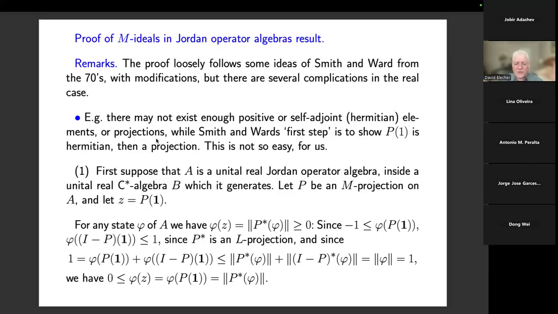Whereas Smith and Ward's first step is to show that if you hit the identity element in your algebra with the M projection, then that is Hermitian. And then they do a little bit of work and show that that is a projection. But this is not so easy for us.